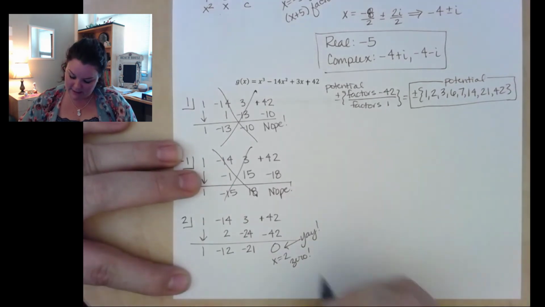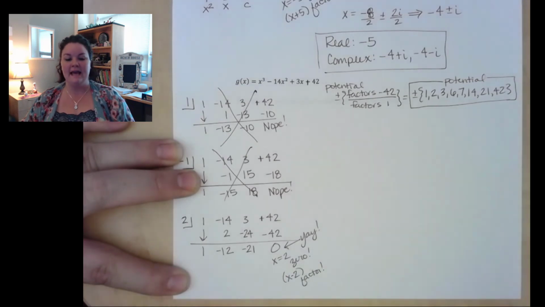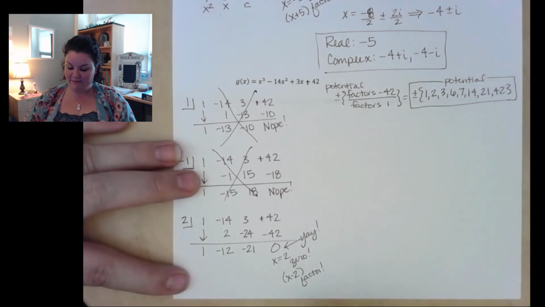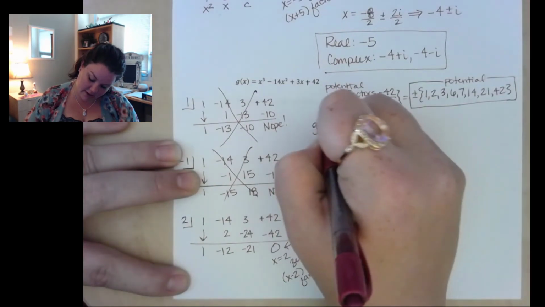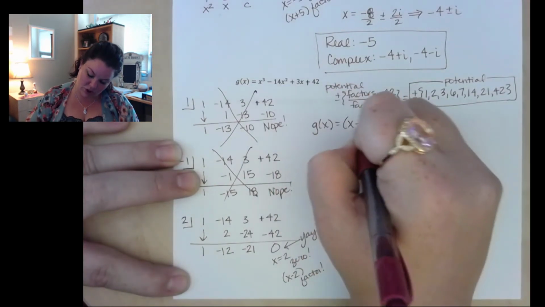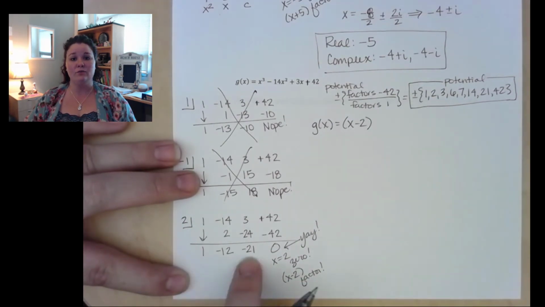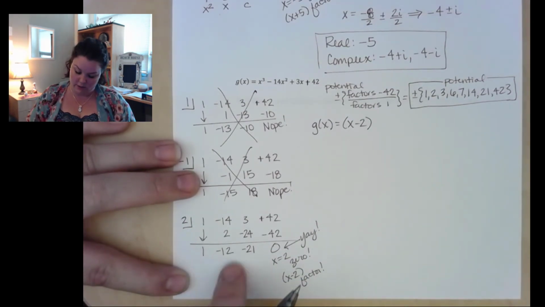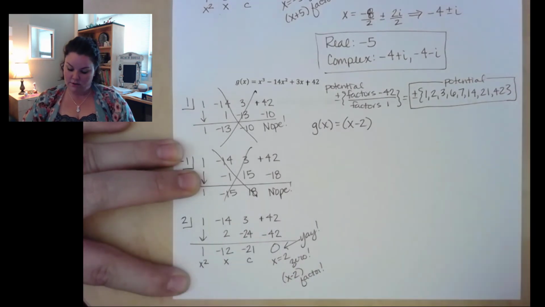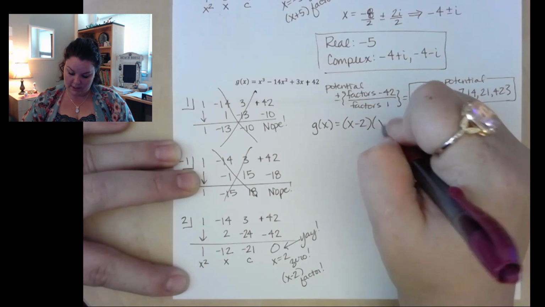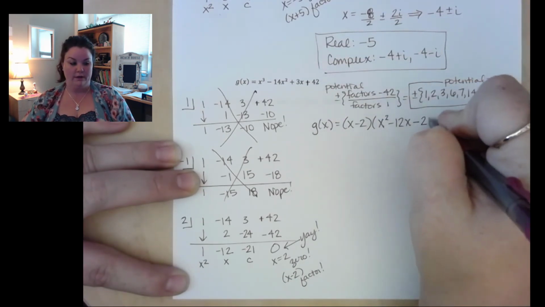Woohoo! And it means that x minus 2 is a factor. All right, so we can go ahead and factor this function a little bit. So this means that g of x is equal to this factor that we just found, x minus 2, times this factor that we're left with, our quotient down here. This is our constant term, this is our x, this is our x squared. So we're left with 1x squared minus 12x minus 21.